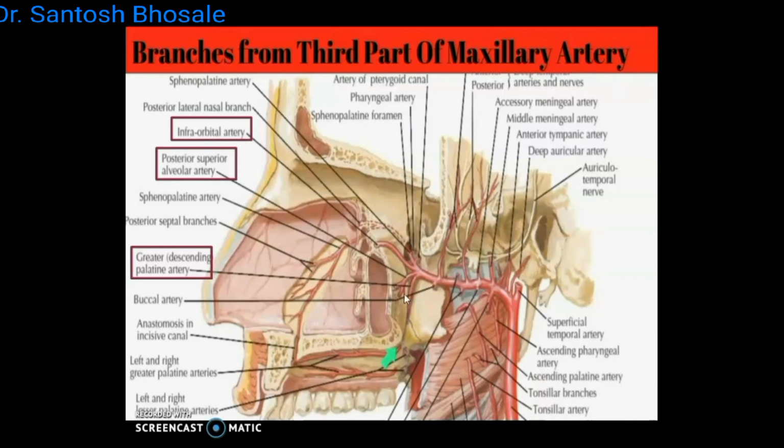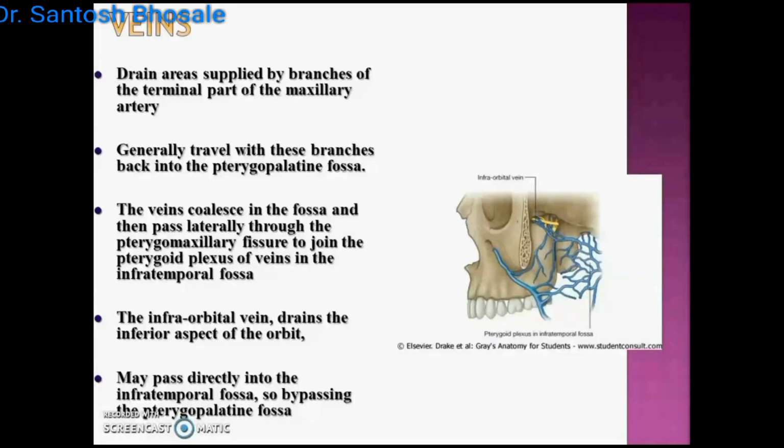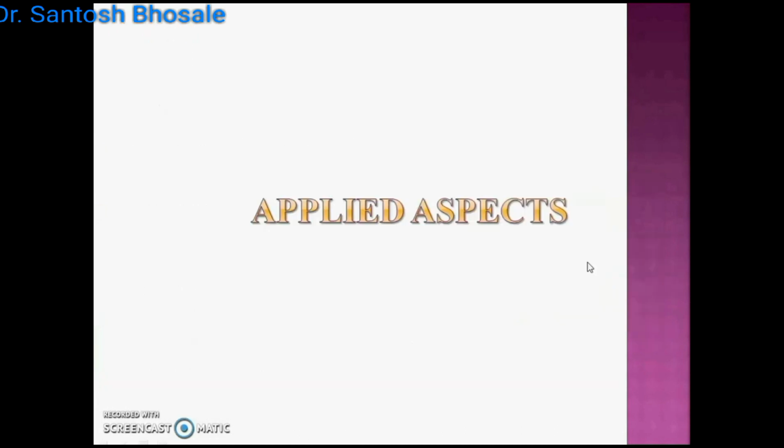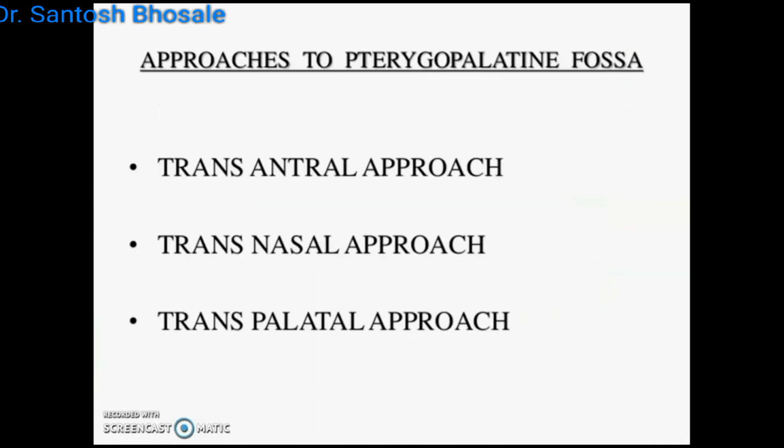Then the pharyngeal artery passes to the nasopharynx via the pharyngeal canal or palatinovaginal canal, and then you can see the artery of the pterygoid canal. It also goes to the pharynx there via this one, and that is the sphenopalatine artery. And for venous drainage, the veins of the fossa communicate with the pterygoid venous plexus.